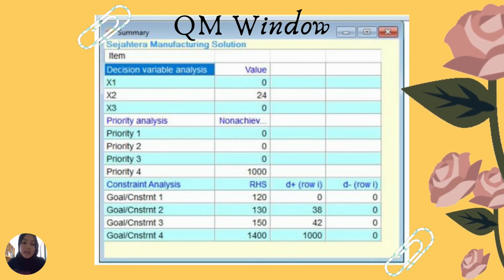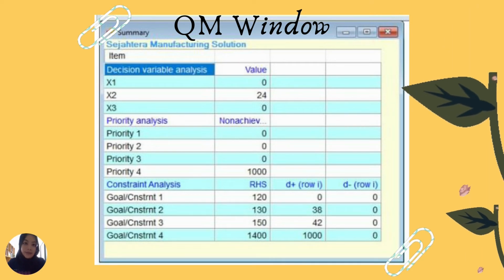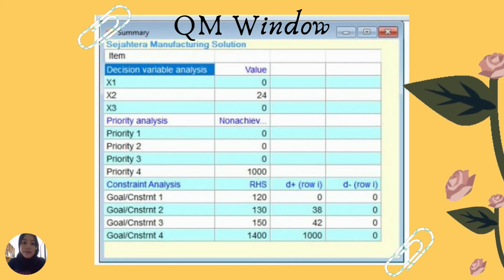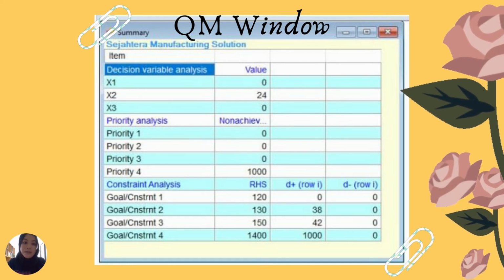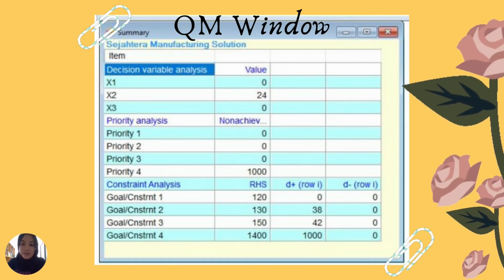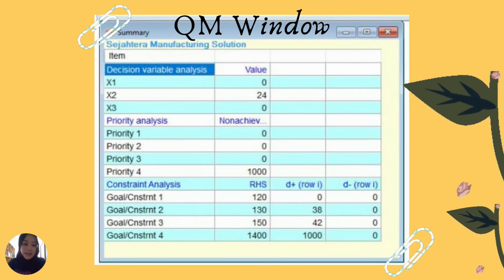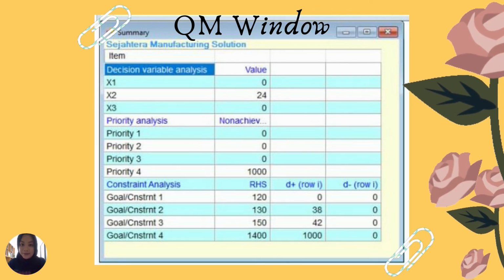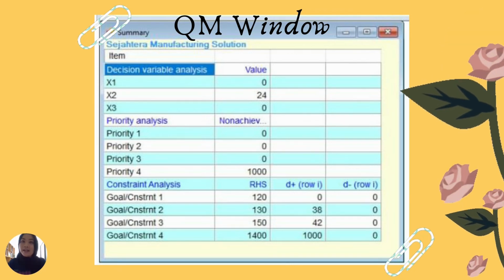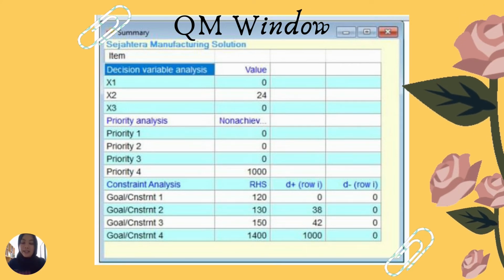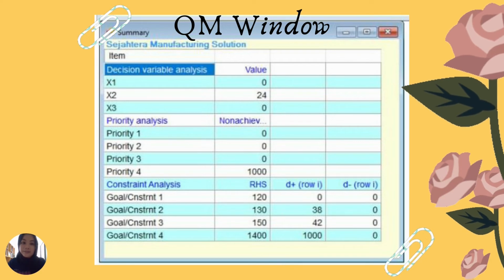Let's look at the first one, the value. This is the best number of production for each variable. We have three variables, x1, x2, and x3. For x1, the value is 0. For x2, the value is 24, which means the best production for x2 is 24 units. For x3, the value is also 0. These are the best production values for each variable so that the company can achieve its target.